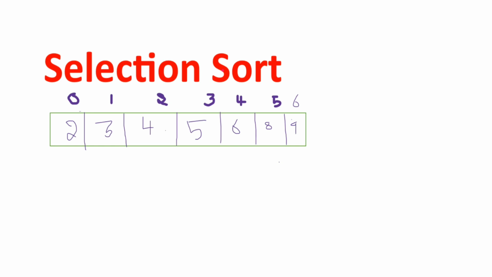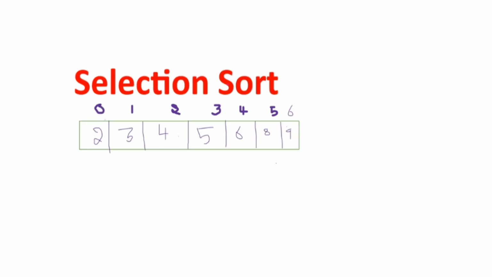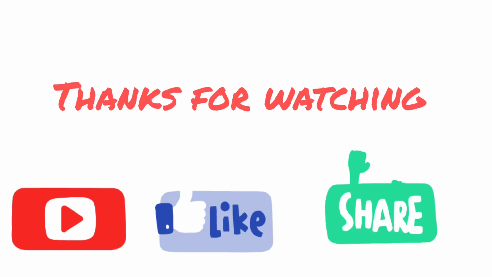Now, the maximum value is in the last index. 9 is the maximum value. 2 is the minimum value. Now, finally, the array is sorted in ascending order. The final array will look like this: 2, 3, 4, 5, 6, 8, 9. It's all about how selection sort works.